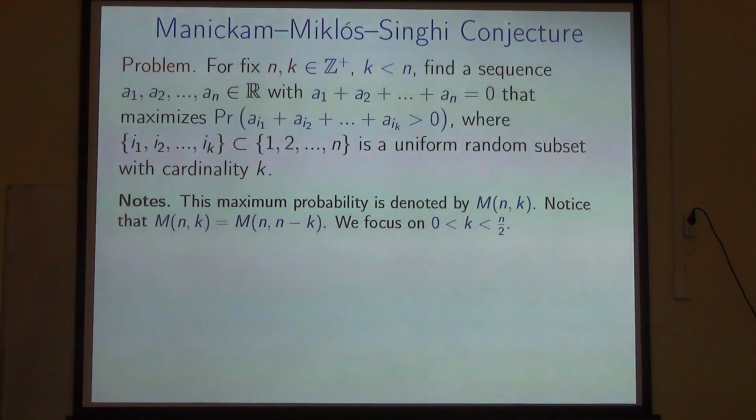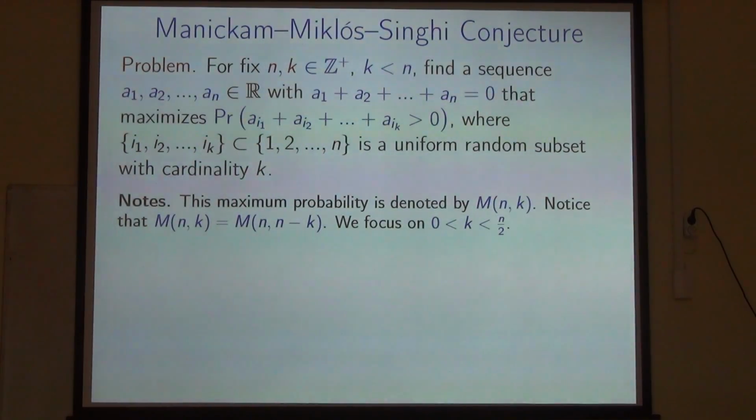The next problem is the Manickam-Miklós-Singhi conjecture, which is the following. You have two values, n and k, and you have to find n real values summing up to 0, so that the probability that k values chosen uniformly out of these n values sum up to a positive number is maximal. So the question is how to choose these n values so as to maximize this probability.